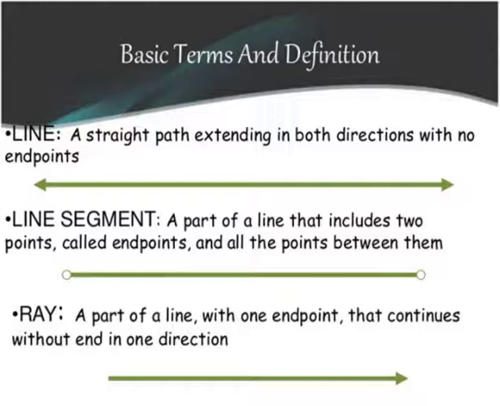Next, ray. A part of a line with one end point that continues without end in one direction. So ray is also a part of a line, it has only one end point and the other point will go endless. So ray is a part of a line which is having only one end point, and line segment is a part of a line which is having two end points, and line is a straight path extending in both directions with no end points.